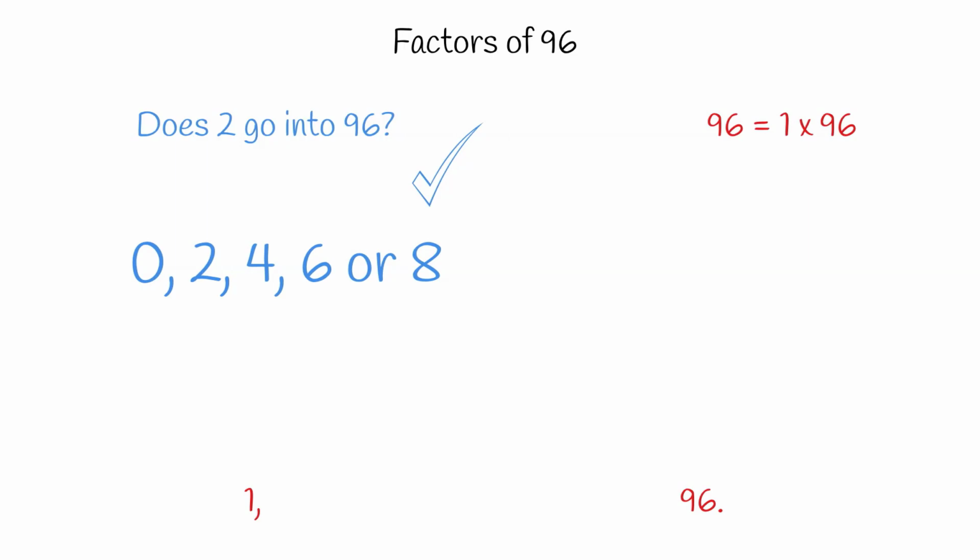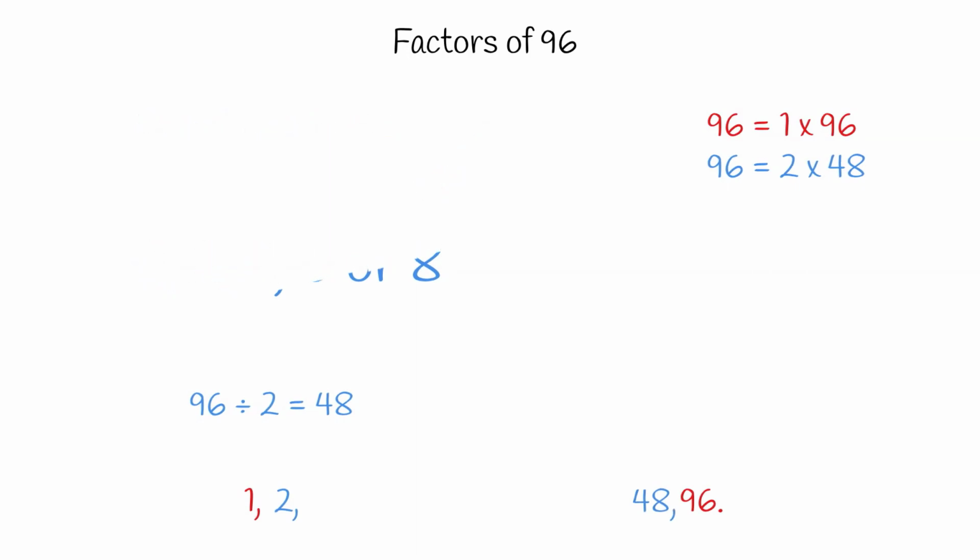So, what is the factor pair of 2? What do we have to multiply 2 by to get 96? You can work this out by dividing 96 by 2, which is 48. So our next factor pair of 96 is 2 and 48. Let's add those two factors to our list. We must now find the factors between 2 and 48.